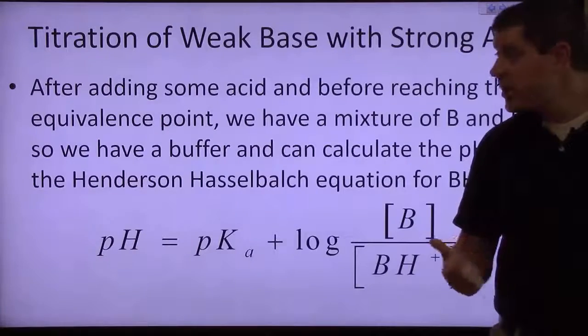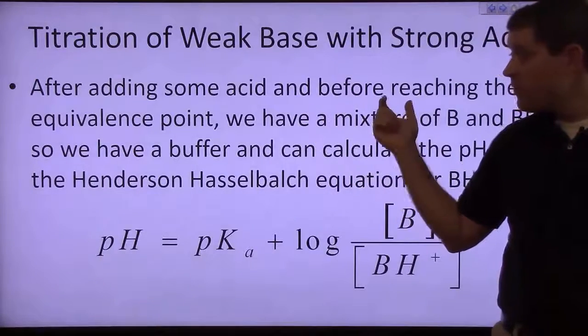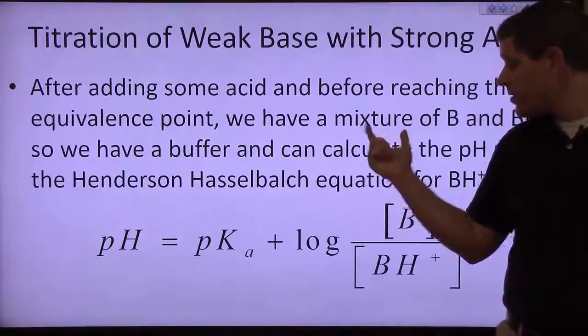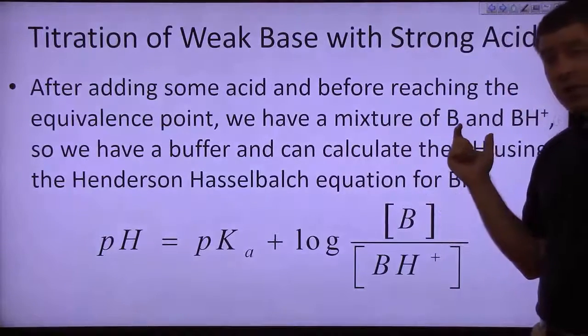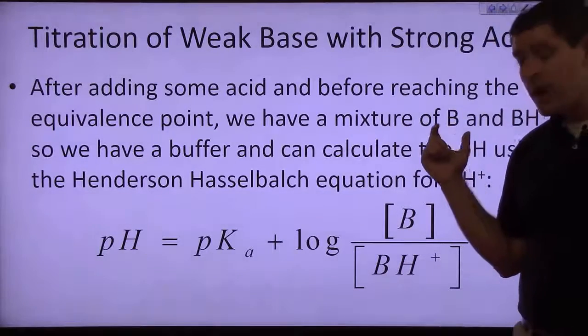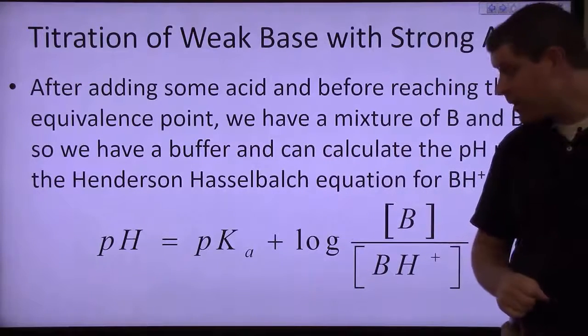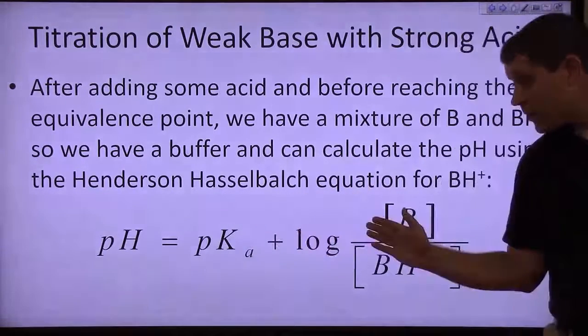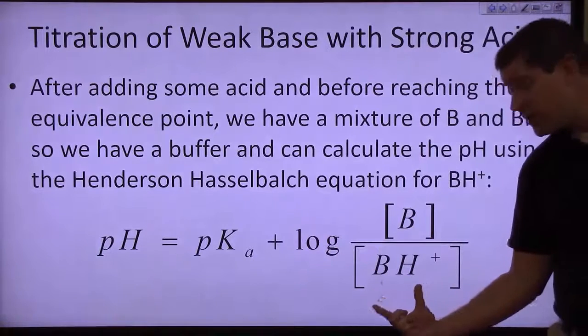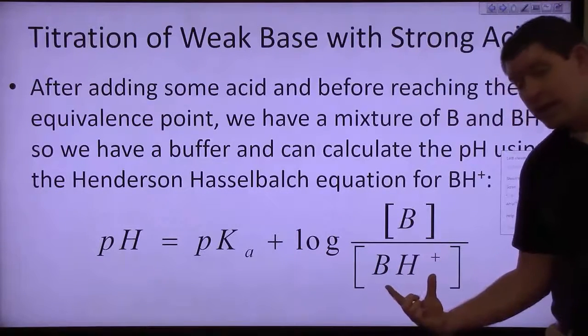In our second region, after adding some acid and before reaching the equivalence point, we have a mixture of B and BH+, the deprotonated and protonated forms, and that means that we have a buffer, and we can then calculate the pH using the Henderson-Hasselbalch equation. Note here that you have to use the pKa for BH+, and you're still putting the base concentration divided by the acid concentration.